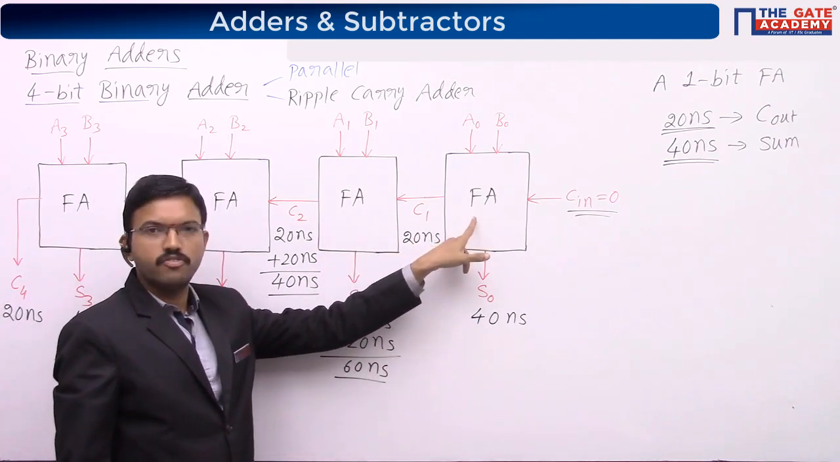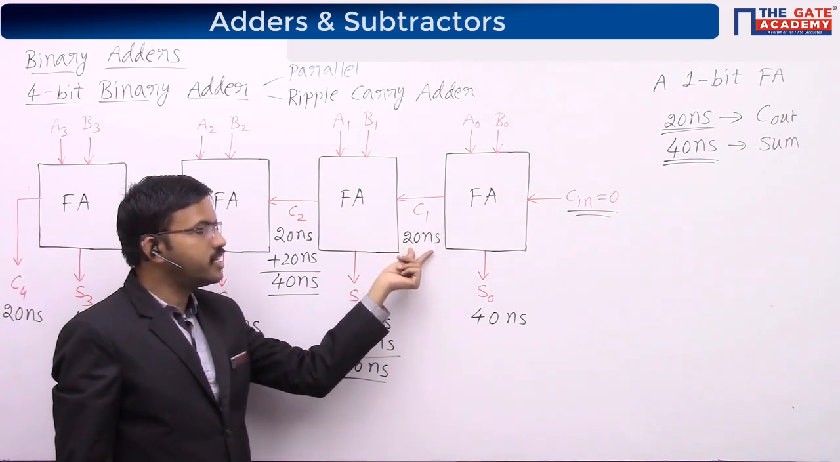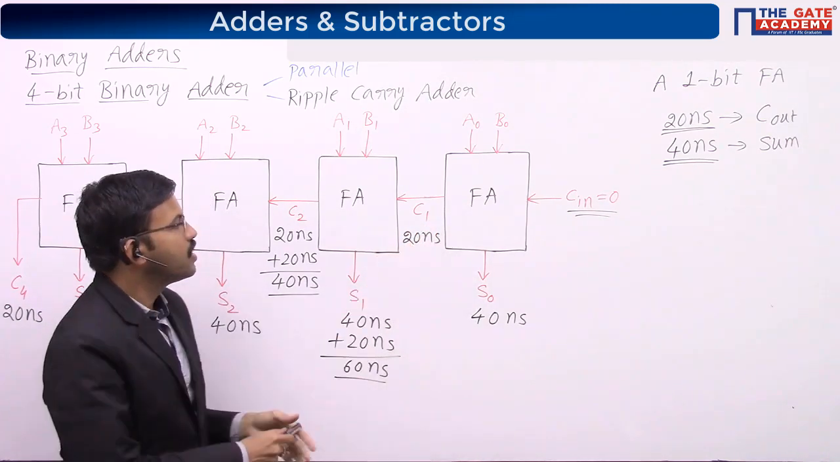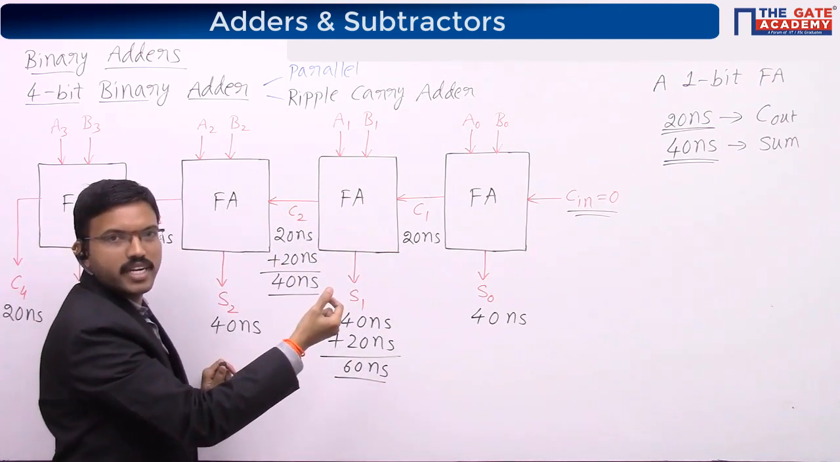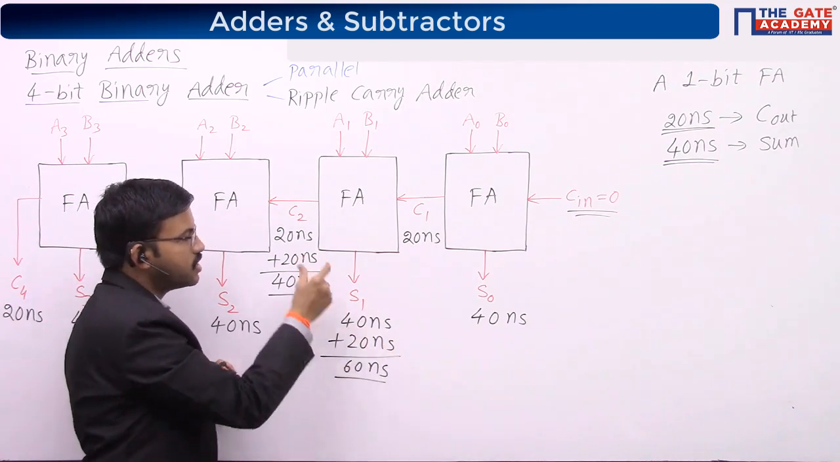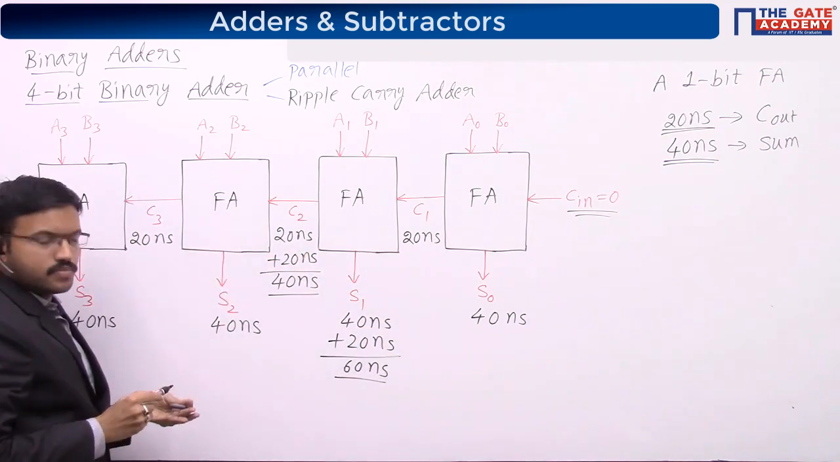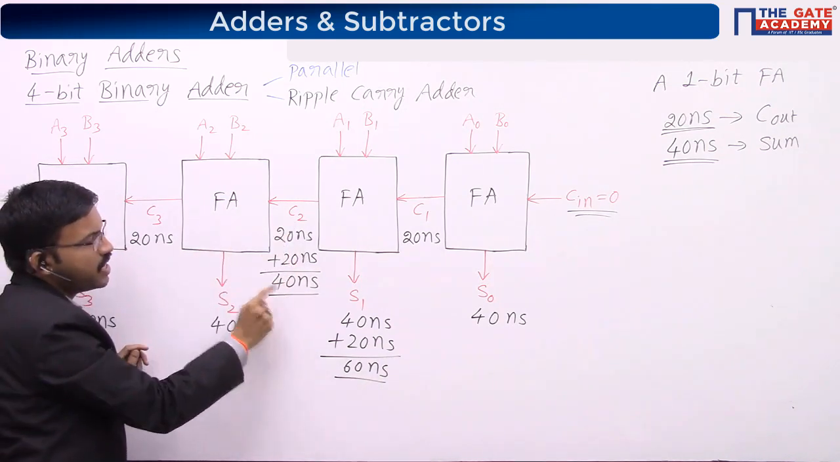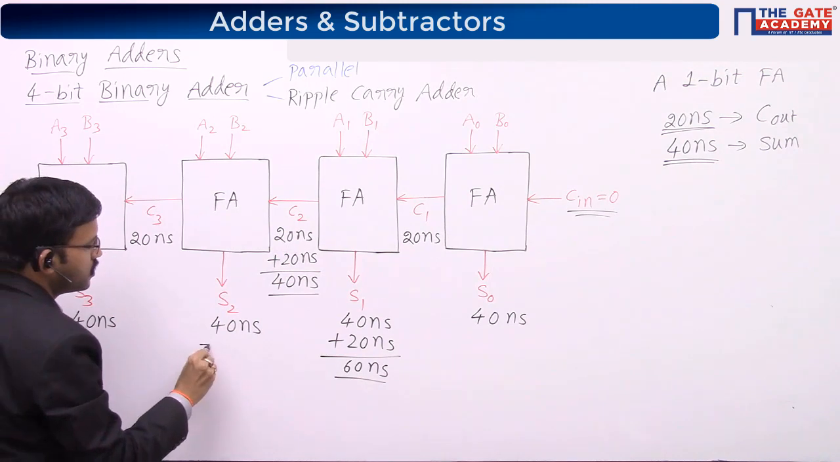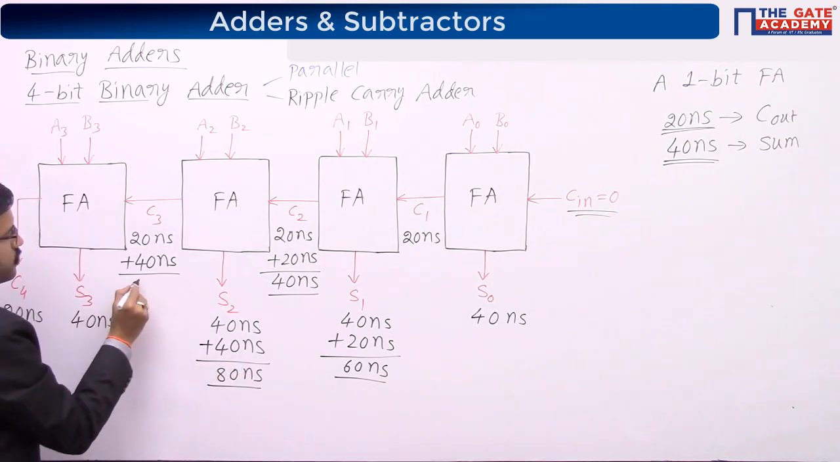Here, this particular full adder, if it is generating carry, for getting carry, it requires 20 nanoseconds. So, after getting this particular carry, then only this particular full adder has to perform the addition. So, that means I am considering that. Similarly, here, this particular full adder has to perform the addition after getting this carry. This carry is coming at 40. So, I will add 40. So, 40 plus 40 is 80. Here 20 plus 40 is 60.